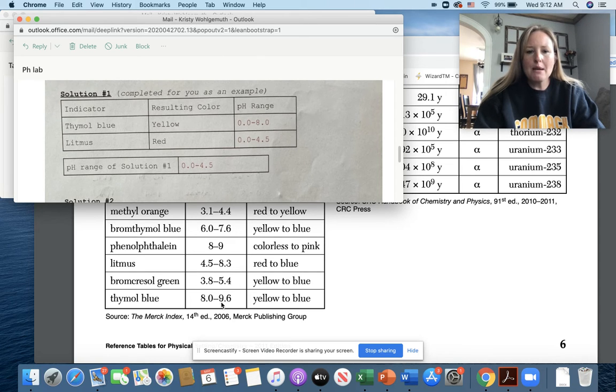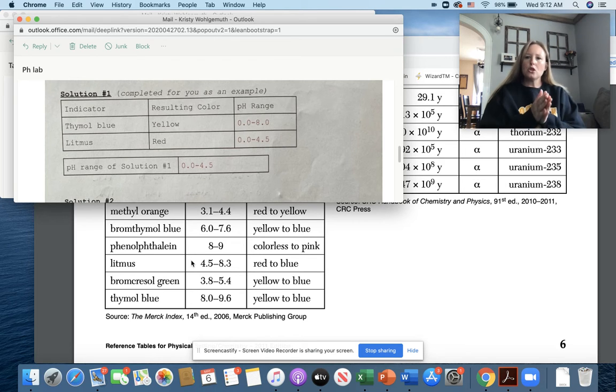Okay, so if thymol blue is yellow, that means the pH range of that solution has to be between 0 and 8, which I have there. Litmus is red, so that means 0 to 4.5. So what is the pH range of the solution? Well, by using those 2 indicator results, I can narrow it down to 0 to 4.5, anywhere between 0 and 4.5. Why not higher? Well, because of the litmus. The litmus gives us a smaller range.